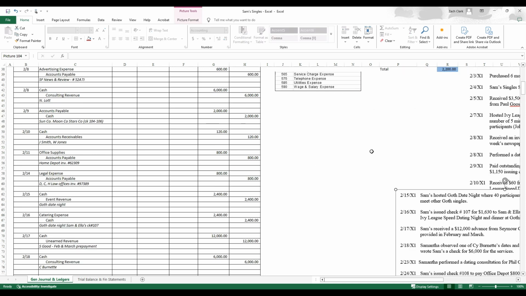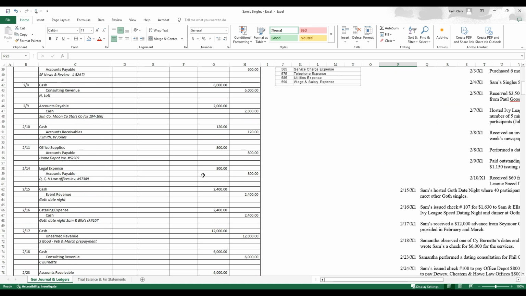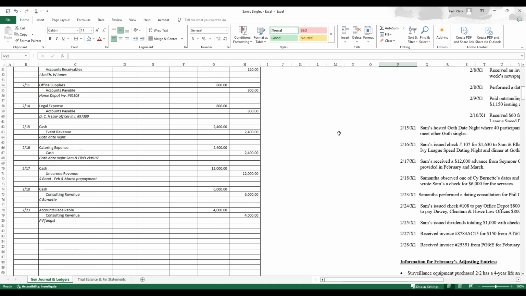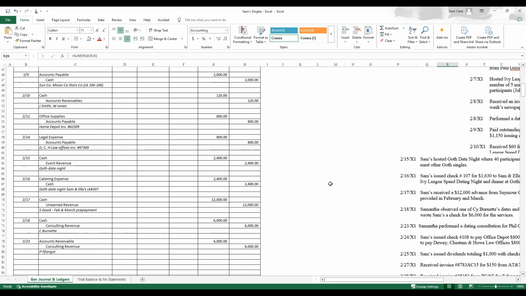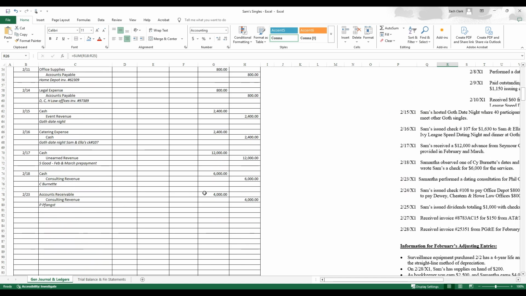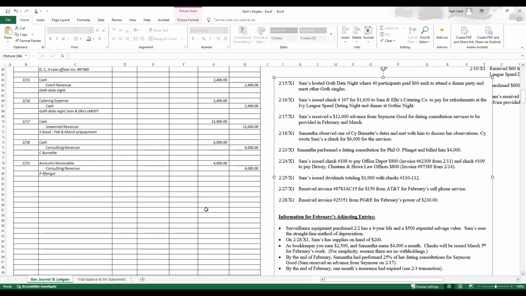We got to go up here and update our accounts receivable. Hopefully I don't run out of room. I'm just going to copy this. Okay, so now we've got an increase to accounts receivable in our subledger, and we've recorded our journal entry. And we'll update the ledger here in a moment.